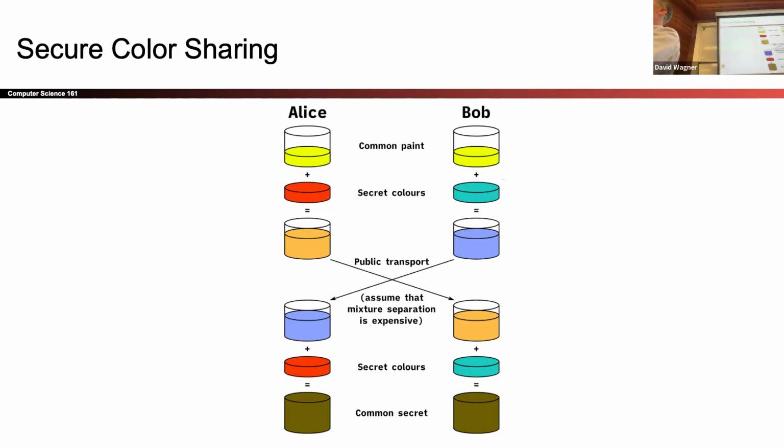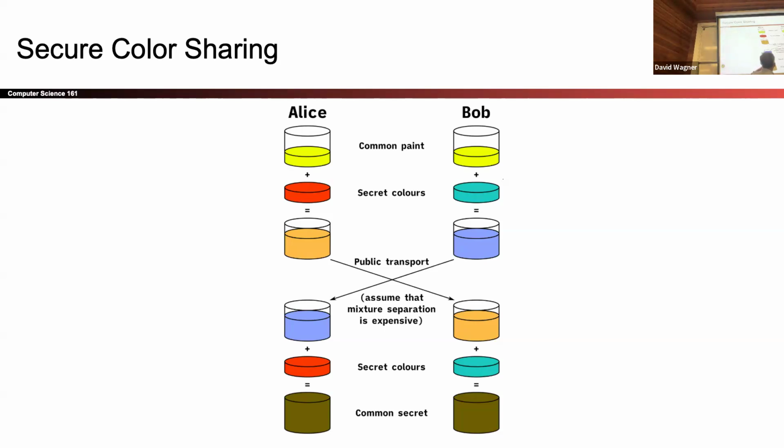And we're assuming that once you mix paint, you can't get back what the original colors were. And then Alice is going to take the paint that Bob sent her, this blue, and add her secret color, the red, to that. And the result might be this ugly green puce thing. Bob is going to take the can of paint that he got from Alice, this funky orangish, brownish, and add his secret color, the teal, to that, and he'll get the same thing. The same thing, puce.